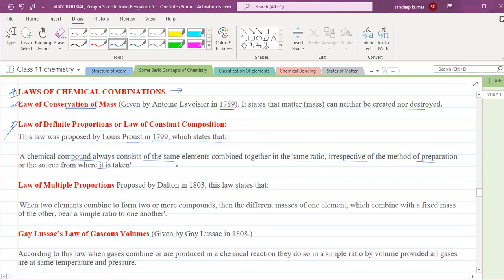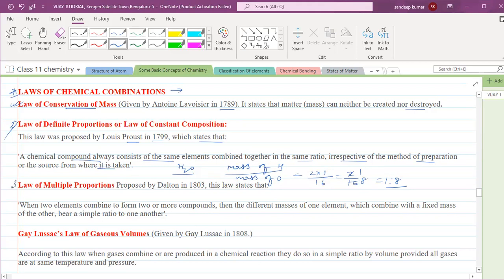For example, if you see H2O, what is the ratio of the mass of hydrogen to the mass of oxygen? As the atomic mass of hydrogen is 1, so 2 into 1 by the atomic mass of oxygen, which is 16. So we are getting 1 is to 8. So this ratio of hydrogen and oxygen will be fixed. The ratio of masses of hydrogen and oxygen will be fixed irrespective of the method of preparation or the source from where it is taken.